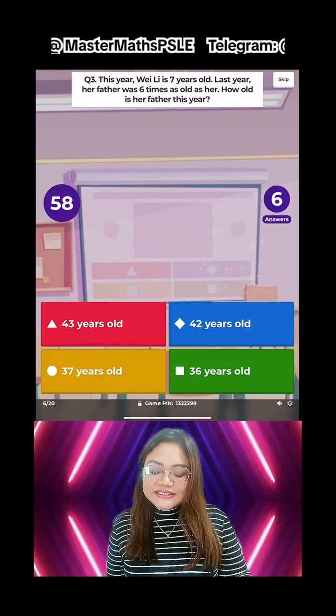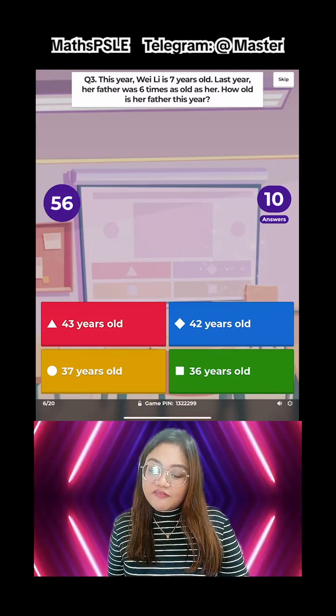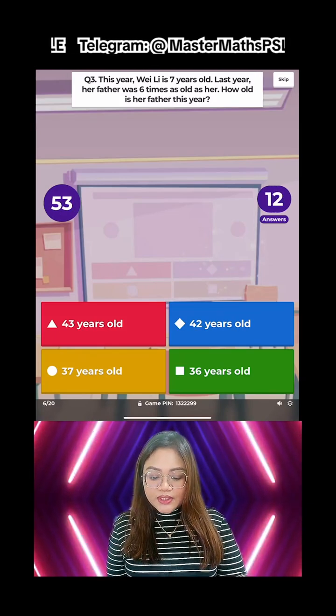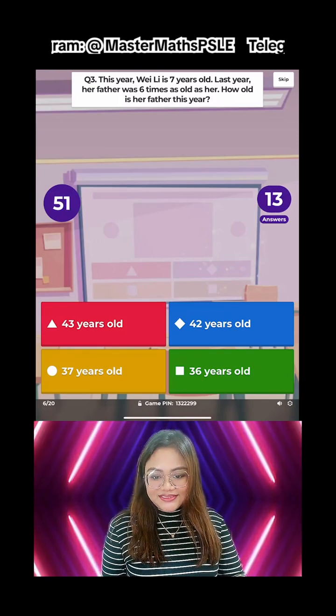Okay. This year, Whaley is 7 years old. Last year, her father was 6 times as old as her. How old is her father this year? Very simple question.